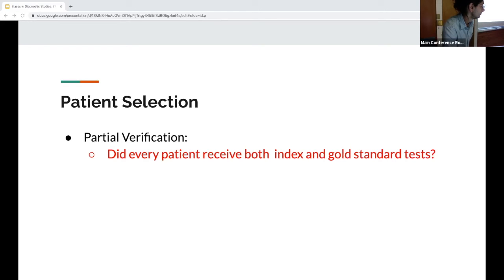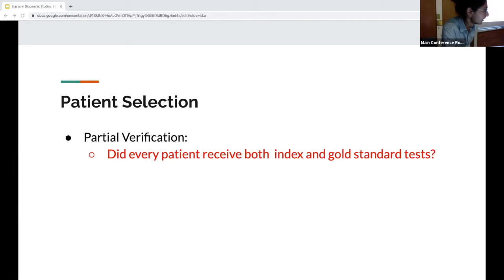But if you do the gold standard for everyone, and that was the ideal situation, then verification bias doesn't exist because everyone got the standard. And in this paper, they actually had two elements of the standard that everybody got. So this is less of an issue. I just wanted to give you an example of what partial verification is. We sometimes call it a workup bias, quote unquote.